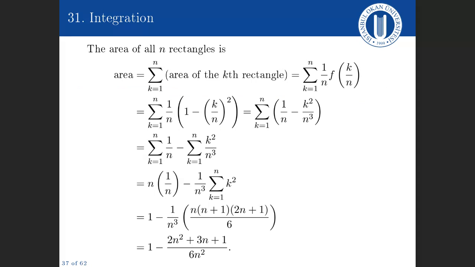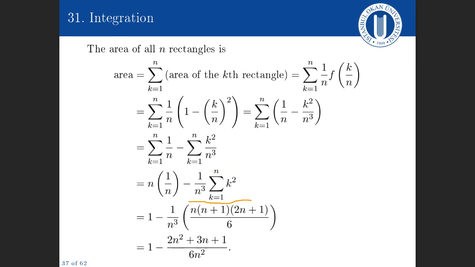We can simplify this a little bit, and I'll leave some of these details for you to check. We can write this as the sum from 1 to n of 1 over n. That's the sum of a constant number, 1 over n plus 1 over n plus 1 over n, etc., n lots of 1 over n. And then minus the sum from 1 to n of k squared over n cubed. n is a constant here, so we can take that outside the sum and just have 1 over n cubed times the sum of k squared.